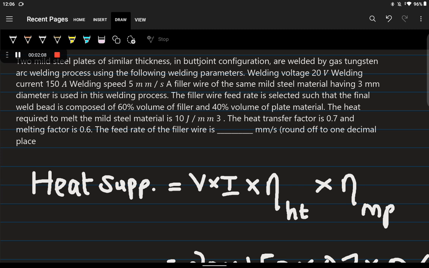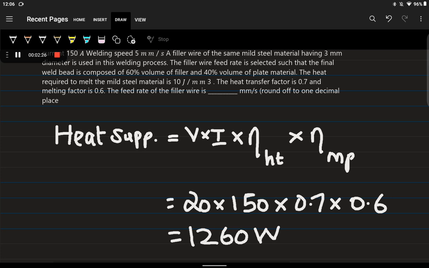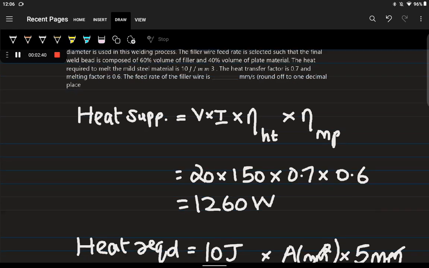And from that energy, only 0.6, that is 60% of that energy, is used for welding. The rest of the energy goes to the heat affected zone. It is not contributing to welding, but just spreading to the other parts of the material. So by this equation, we can find the actual heat that is supplied to the weld process, that is 20 into 150 into 0.7 into 0.6, which gives 1260 watts.